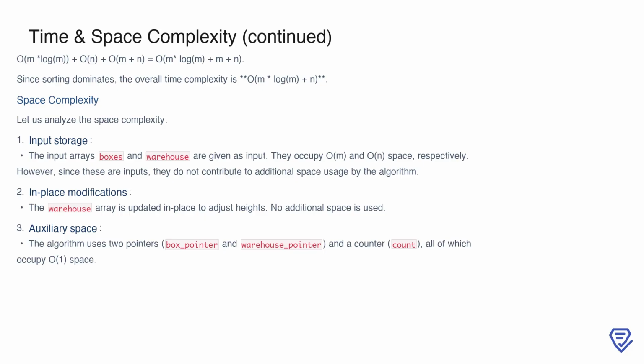Now, looking at the space complexity, we start by considering the input storage. The boxes array and the warehouse array occupy O(m) and O(n) space, respectively. However, these are inputs and do not add to the algorithm's extra space usage. The warehouse array is updated in place to reflect the adjusted heights, meaning no additional space is allocated for this step. Furthermore, the algorithm relies on a constant number of variables, 2 pointers, box_pointer and warehouse_pointer, and a counter, count, all of which together require only O(1) space. No auxiliary data structures are used, so the overall space complexity is O(1).